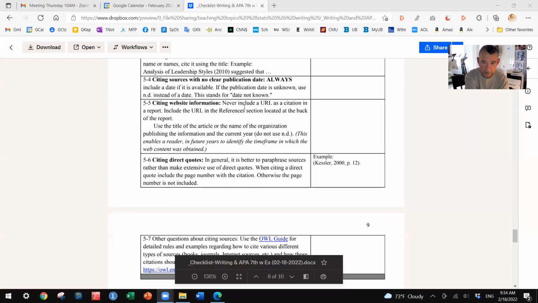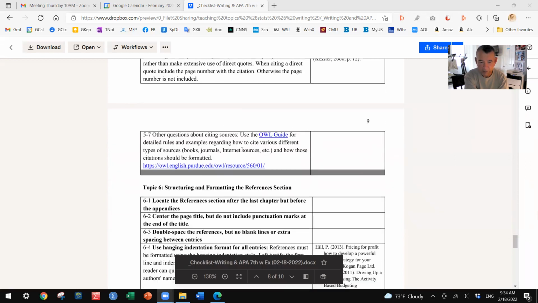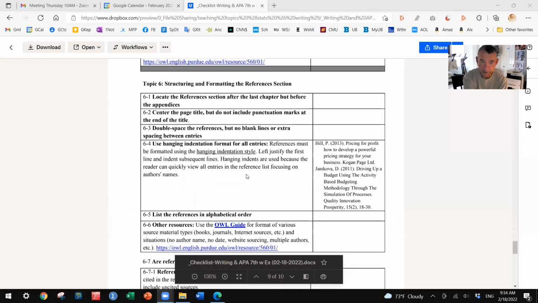Citing direct quotes. If you cite direct quotes, you need to include the page number for the direct quote in your paper. We generally don't do a lot of direct quote citations in our graduate work. I'm almost done. I won't be much longer. For other questions about citing sources, the OWL guide at Purdue University is usually considered the gold standard online for looking up questions about how to do APA style.